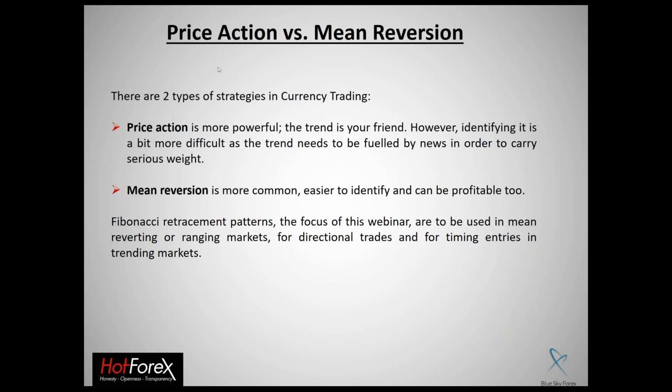The other market type is mean reversion, aka ranging market. Now, this is definitely more common and a lot more easier to identify, and definitely can be profitable. You can use Fibonacci retracement patterns to trade on a ranging market as well. However, in the examples that I will bring later on during the webinar, you will see that in a trending market with those significant price movements, Fibonacci retracement patterns might seem to be more effective.